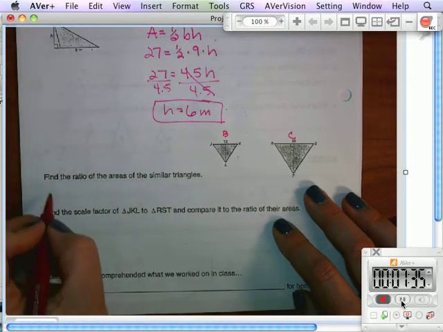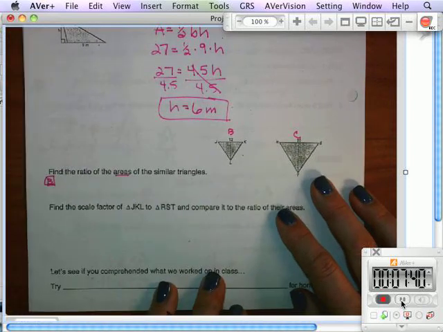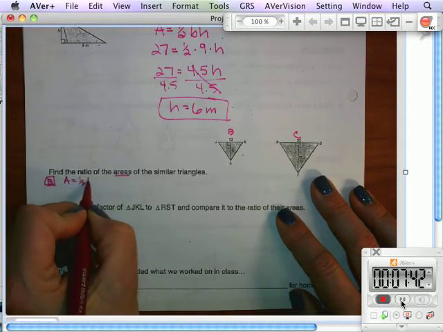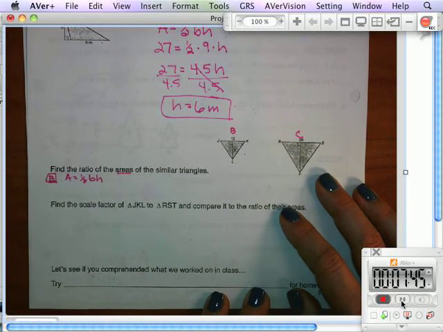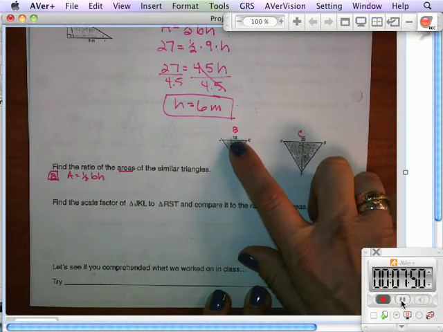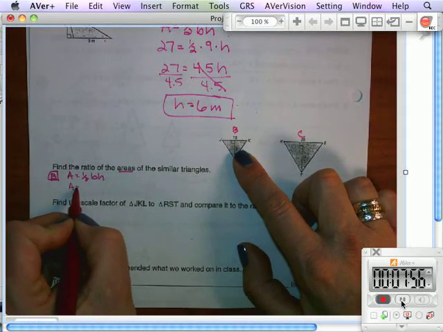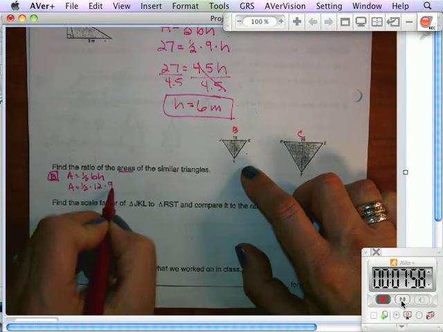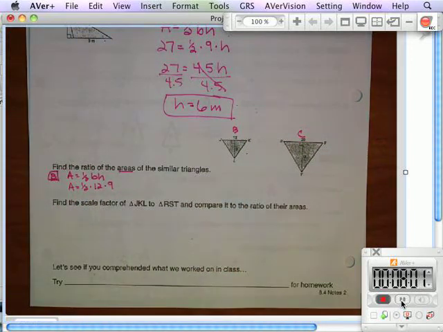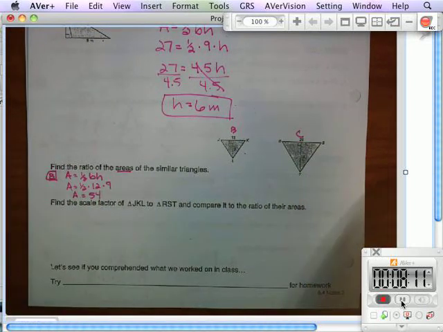So I'm going to start with finding the area of triangle B. So area equals 1/2 base times height. The base here is 12 because the height is perpendicular to it. So even though it looks upside down, it doesn't matter. That's still my base. So area equals 1/2 12 times 9. Half of 12 is what? 6 times 9. 54. I don't know the units, so I'm just going to leave it at that.